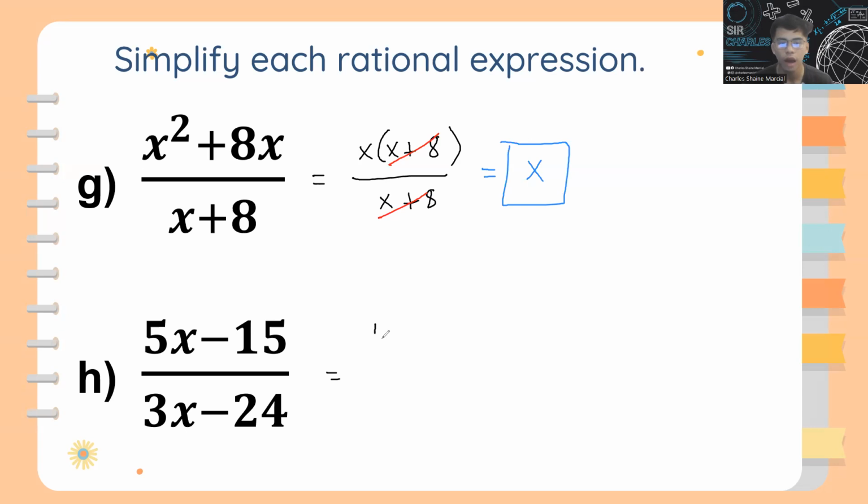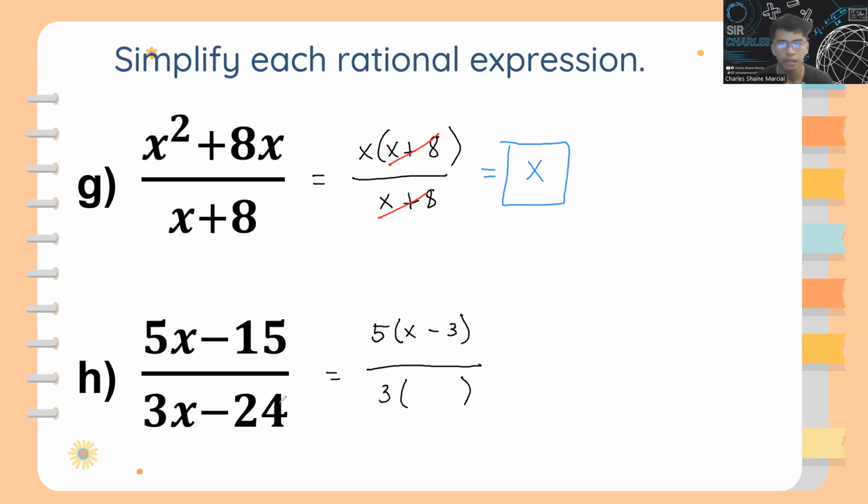Let us factor out the value of 5 and then i-multiply natin. We have x minus 3. Bakit x minus 3? Because 5 times x is equal to 5x and 5 times negative 3 is negative 15. Okay? For the denominator, i-factor out din natin yung value ng 3. Okay? So, after natin i-factor out, let's find the other factors.